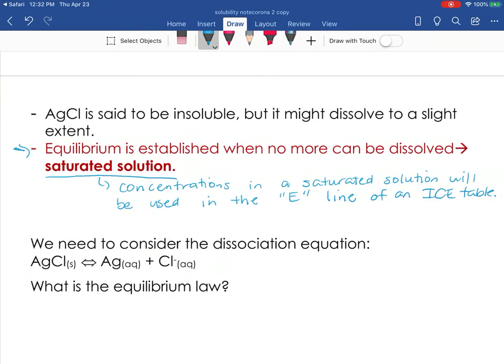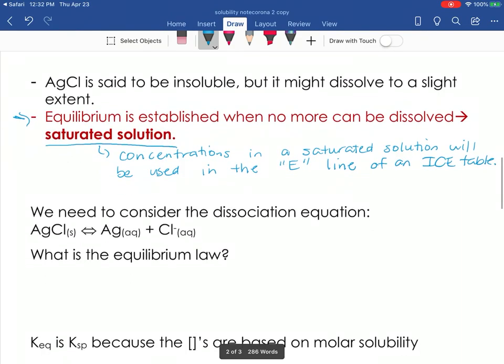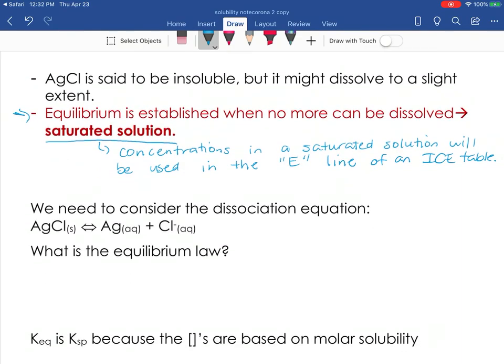Okay, so there's one way, a saturated solution. And then when we do some of the questions, you can see another way that you could be given information about your equilibrium system. Okay, so back to our dissociation equation, AgCl going to Ag+ and Cl-, what's the equilibrium law? Again, we're going to write KSP, products over reactants. Oh, I forgot the charge there.